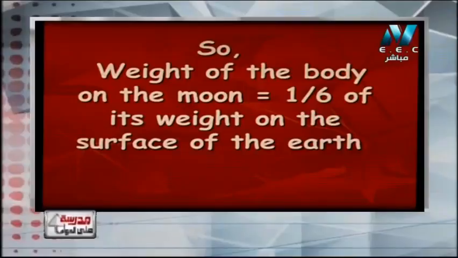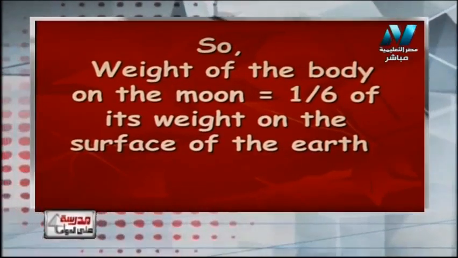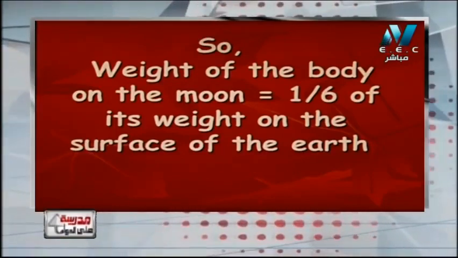الماس is the amount of matter in a body and it doesn't change by changing the place, but weight is the gravitational force by which the body is attracted towards the earth and also it differs from place to place and changes from place to place. Why? Because it depends on the mass, the planet, and also the distance from the planet center. Okay, so again, the weight is variable, but the mass is stable. So the weight of a body on the moon equal 1 over 6 of its weight on the surface of the earth.